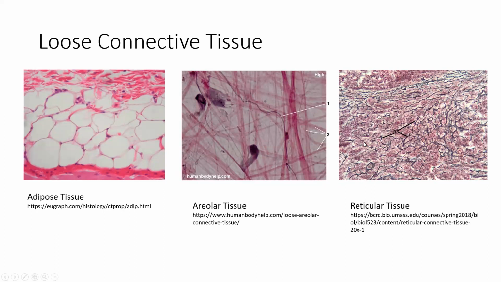The last connective tissue here we see is the reticular tissue. Reticular tissue is mesh-like in consistency. So if you look closely, you can see all the little fibers binding together, almost like mesh. This is the framework for the lymphatic tissue, as well as organs such as the spleen and the liver.